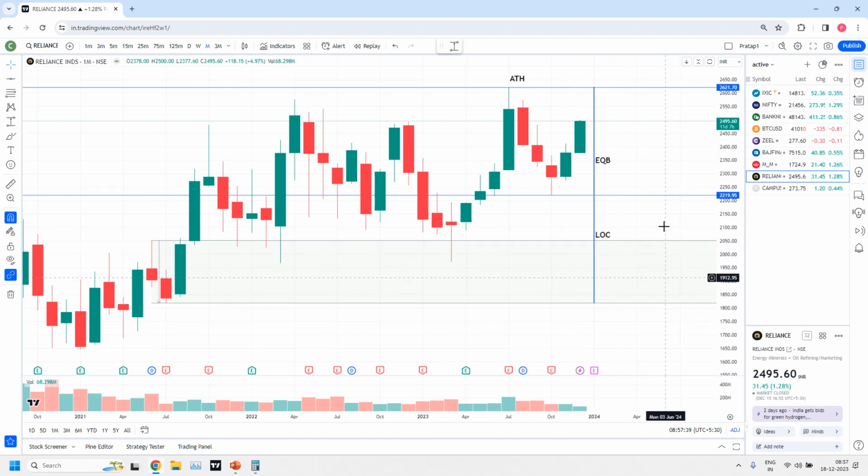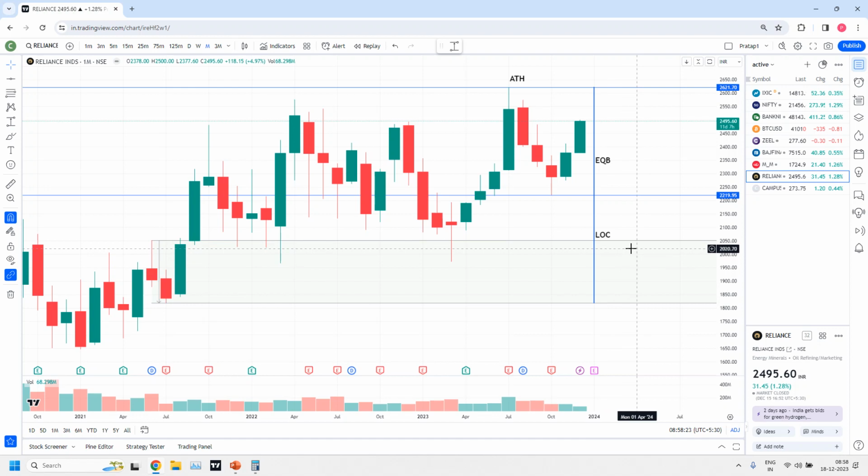So what exactly is the meaning of LOC and EQB here? In LOC, because this is a buyer's area, this area is good for buying purposes. And the equilibrium area supports both buying as well as selling. That means you can take buying decisions or selling decisions in the equilibrium area, but in low on the curve, you have to take only buying decisions, provided the trend is supporting. As per the trend, we will take the decisions. Even though the trend is supporting, we can't take selling decisions in the buyer's area.